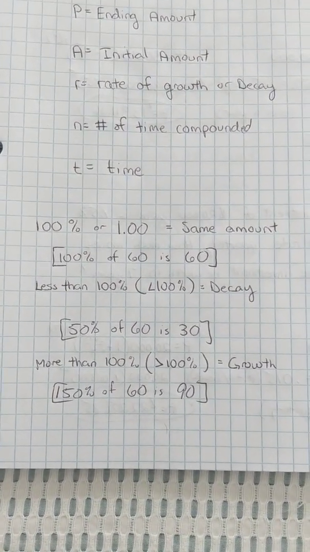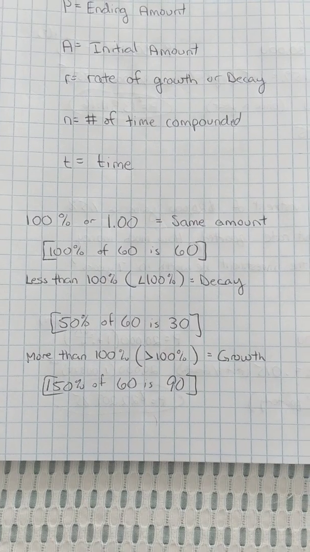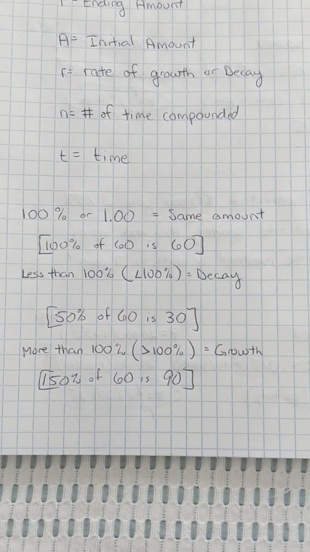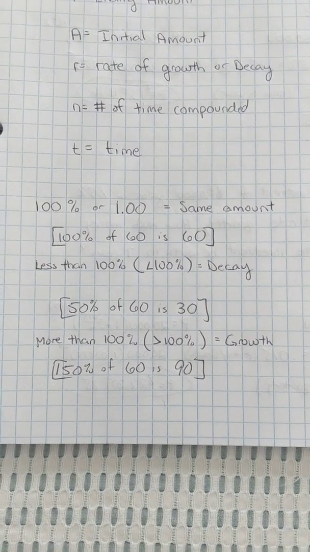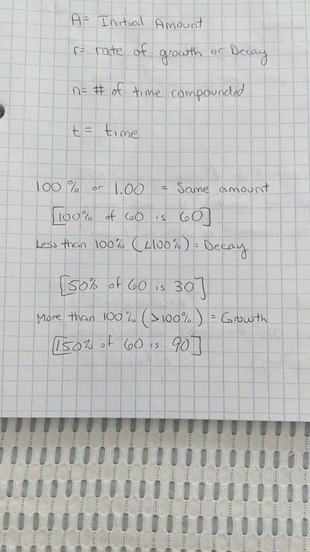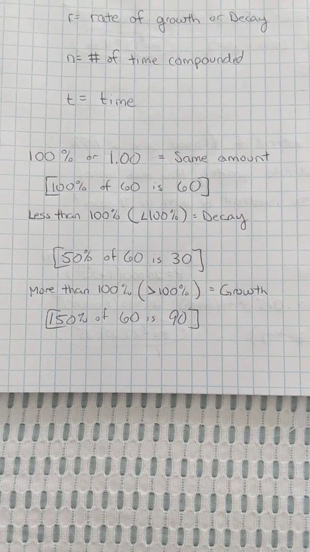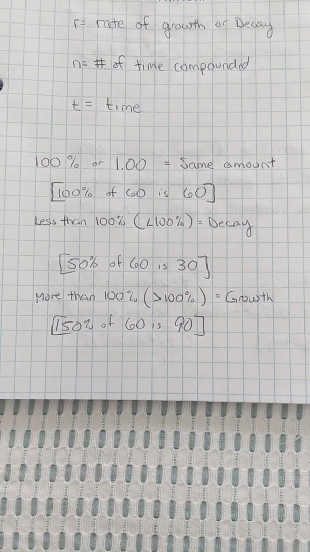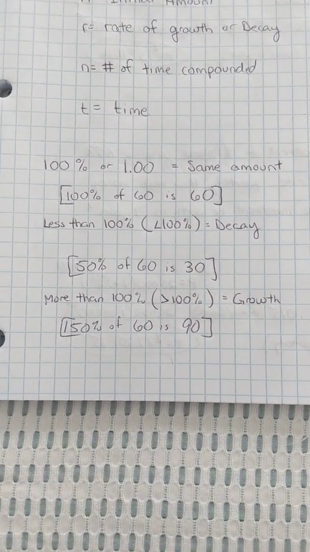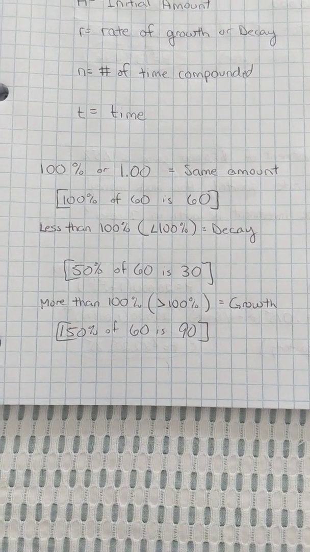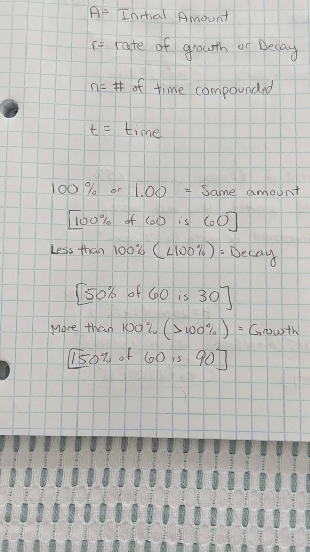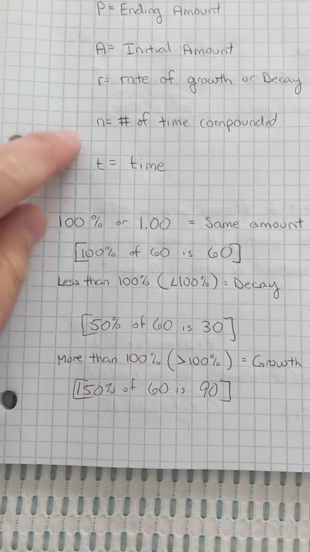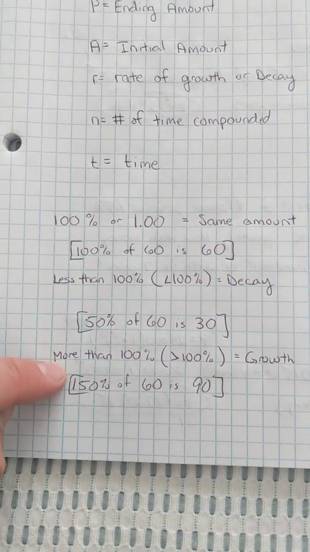A little bit about the growth and decay. 100%, or 1, because we're writing in decimals, means you have the same amount. 100% of 60 is 60. You didn't increase, you didn't decrease, you stayed the same. If you were less than 100%, that would be a decay. So 50% of 60 is 30. You're now at half of what you had. And then more than 100% would be a growth, so 150% of 60 would be 90. So again, 1.5.